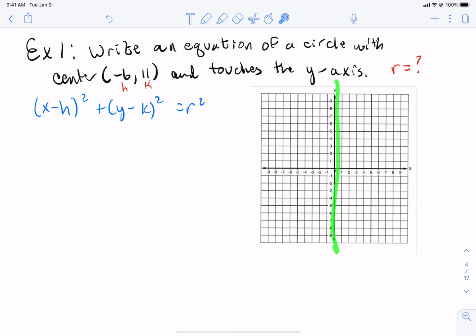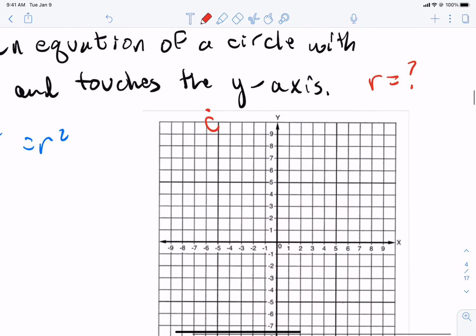So here's our y-axis. So let's label the point (-6, 11). I'm sorry my graph paper is not very helpful with that, but it would be about there. That's our center. Label it with a C. And then it touches the y-axis. Well, for it to touch the y-axis, then we have to be an exact distance away from the center of 6 units. So that means this is a point on our circle. So the radius now has to be 6.